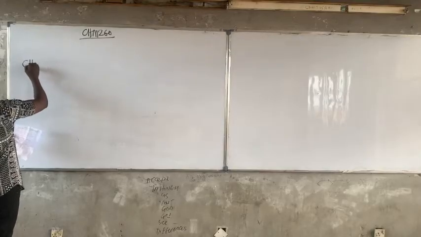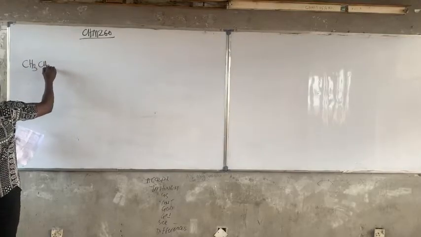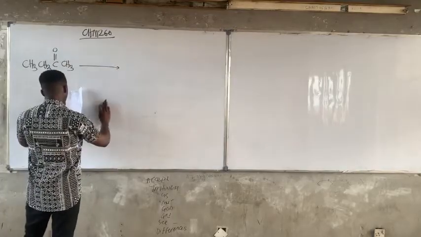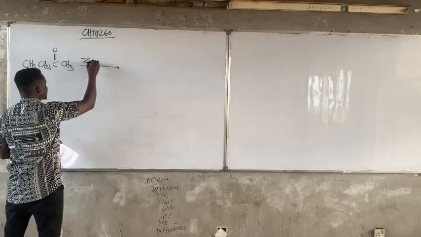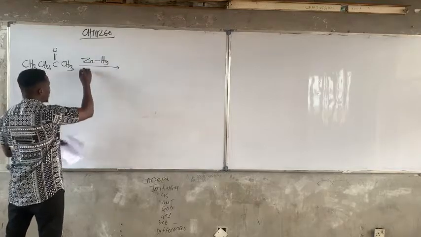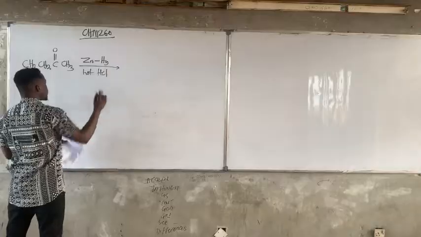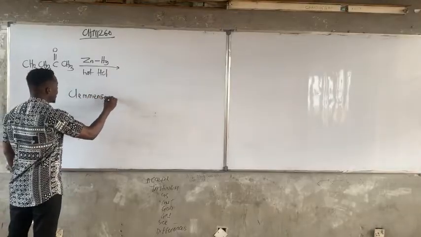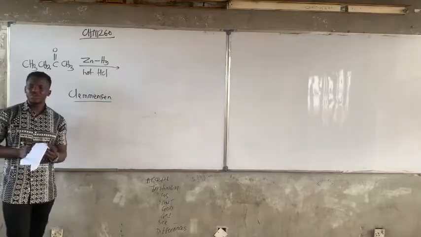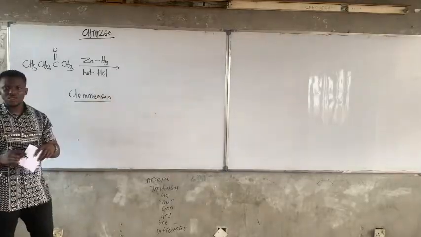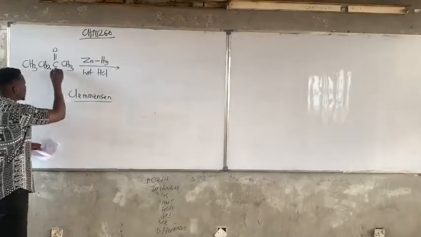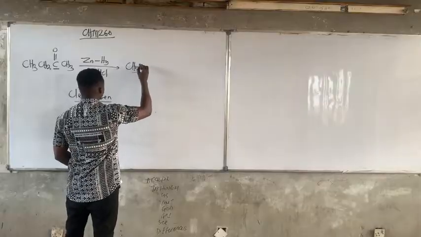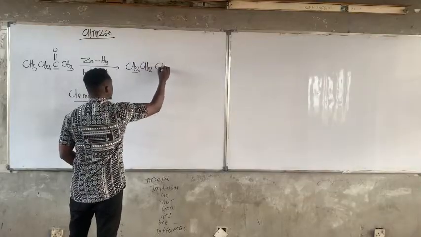Now 2-butanone is CH3, CH2, C double bonded to O, and CH3, treated with zinc amalgam. Zinc amalgam is zinc with mercury. We have hot HCl. Now this reaction is the Clemmensen reaction of aldehydes or ketones. Clemmensen and Wolff-Kishner reagents convert aldehydes and ketones directly to hydrocarbons by converting this C=O to CH2. So what we have here becomes CH3, CH2, CH2.